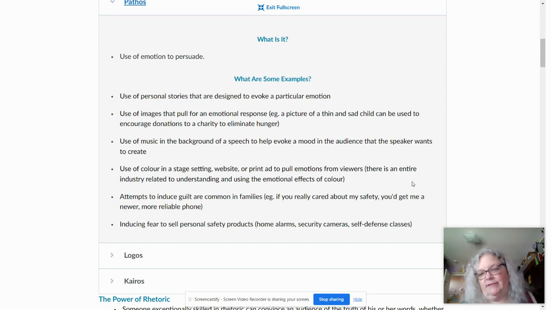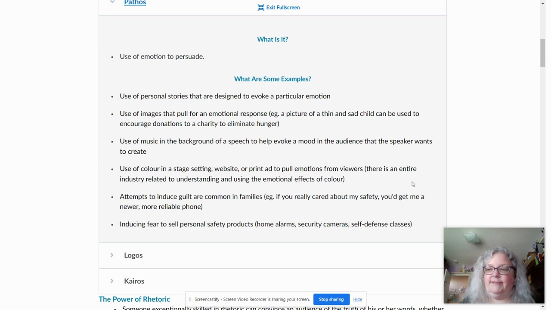Attempts to induce guilt are common in families. So, for example, if you really cared about my safety, you'd get me a newer, more reliable phone. This one's not even going to make a call if I'm in trouble. That's the kind of manipulation that you can use on someone who already has an emotional connection to you. Guilt doesn't tend to work very well, and in fact, attempts to try and induce it tend to backfire unless you already have a close relationship with someone. But within a family or within a close relationship of any kind, friendship, even like a couple's relationship, guilt can be a very effective tool. And that would be using pathos when you're trying to make someone feel guilty to change their behavior.